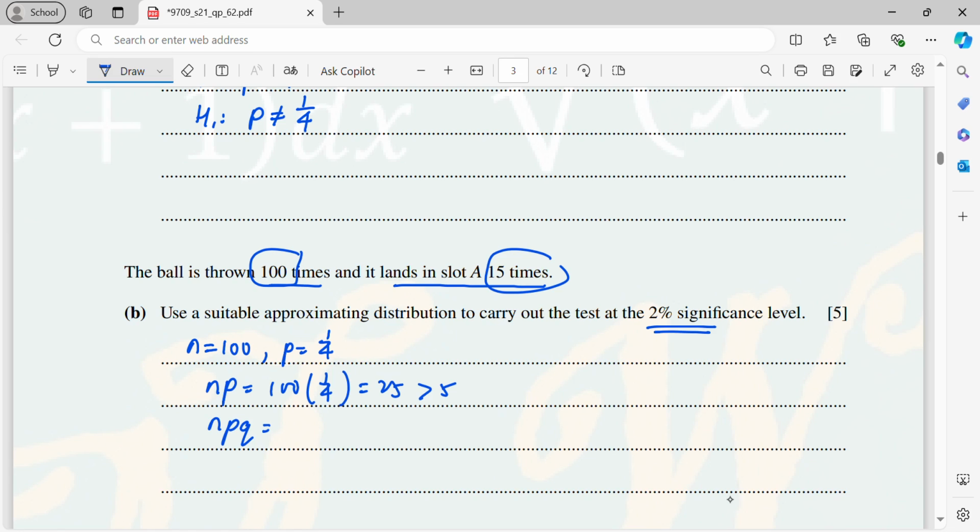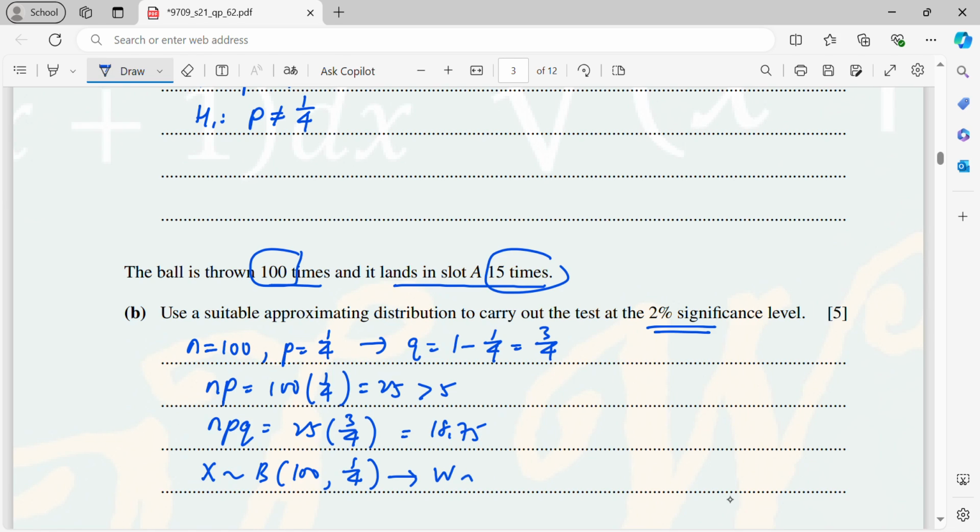So we have to calculate the variance, which is NPQ. The NP is already counted as 25. When P is 1/4, your Q is 1 minus 1/4, that is 3/4. So you will be getting 18.75. Here I will write X is binomial distributed with N 100, P 1/4. It has been approximated to normal, so I change the X into W. Then the mean is 25, variance is 18.75.